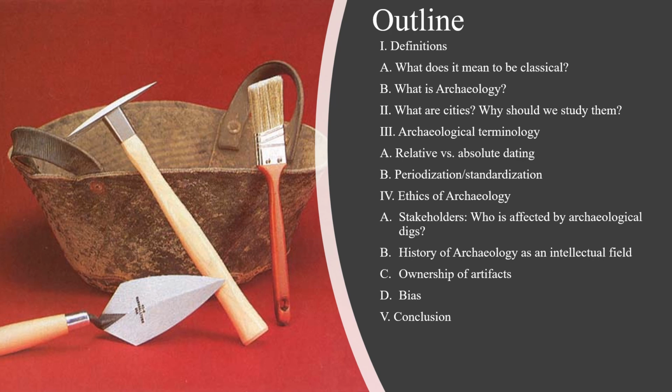Then it will talk about cities and urban centers, since much of the focus of this class is going to be on urban archaeology, that is, archaeological finds being made in urban centers, either abandoned urban centers or urban centers that were used in antiquity and are still being used in the present, like the city of Rome, for example. Then we'll talk about some archaeological terminology, relative versus absolute dating, and the strengths and weaknesses of these dating methods.